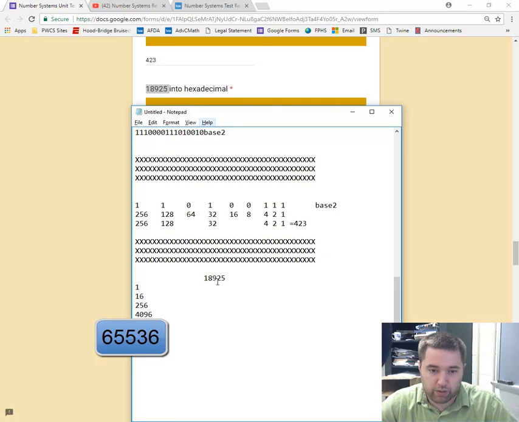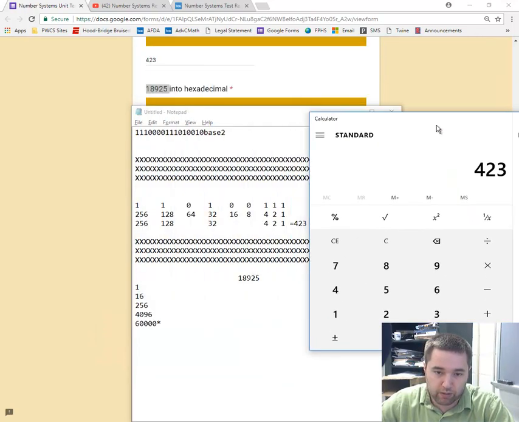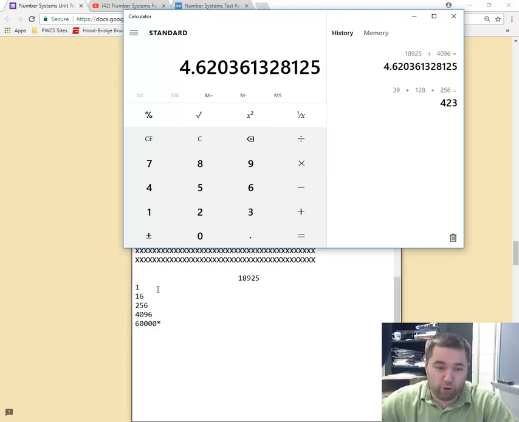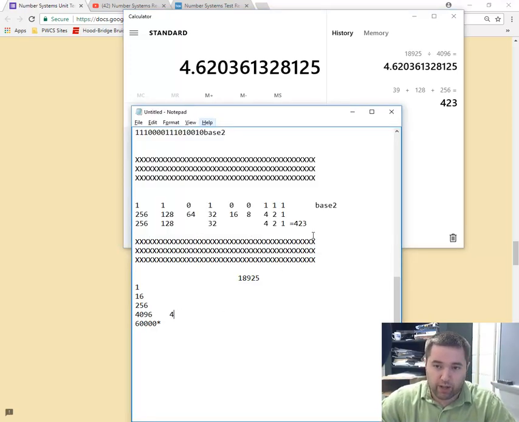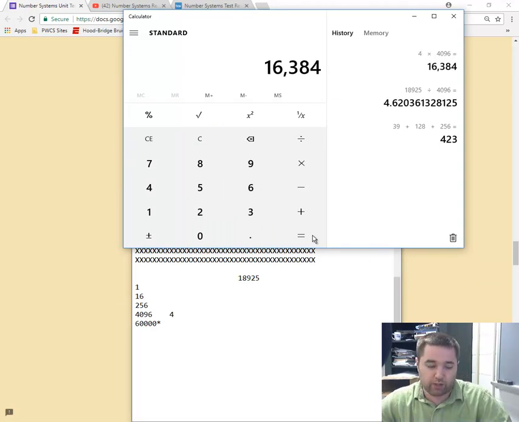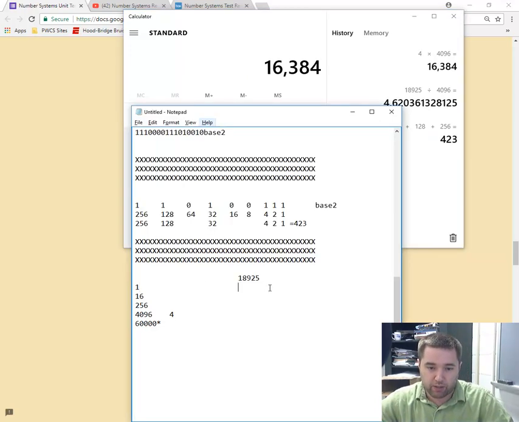I know it doesn't work. So we ask ourselves, how many times does 4096 go into that number? Well, I am lazy. So we have 18925 divided by 4096 equals this. And we get 4. So we write 4. And then we go back to our trusty calculator and go 4 times 4096 equals this. Copy pasta with a negative sign.